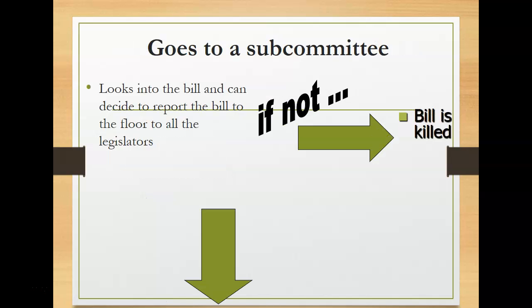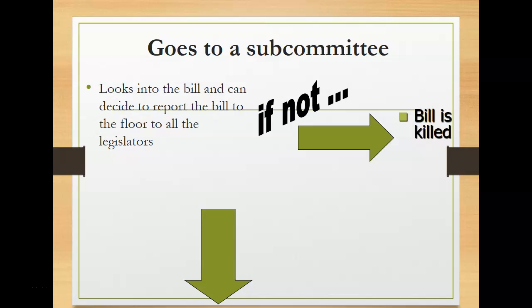Now, let's say the standing committee chooses to send it to a subcommittee. Okay, so the bill's not dead. The subcommittee, now with that bill, has a couple of options. The subcommittee can look into this bill, further review the bill in detail, and determine whether that bill needs to go to the floor, or the subcommittee can choose not to send the bill to the floor, and at that point the bill is dead.